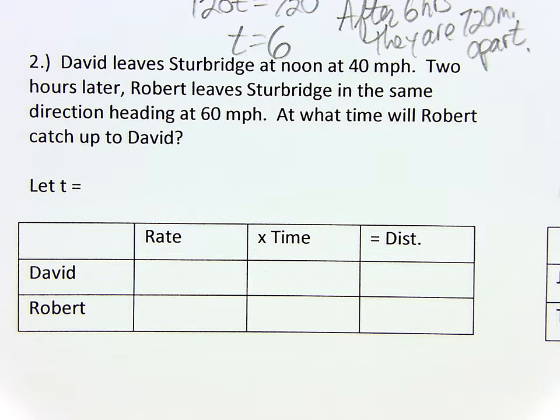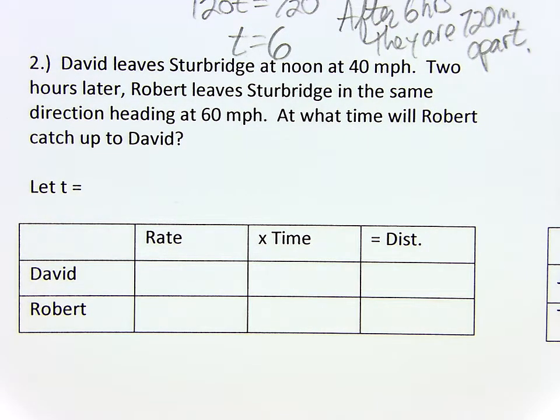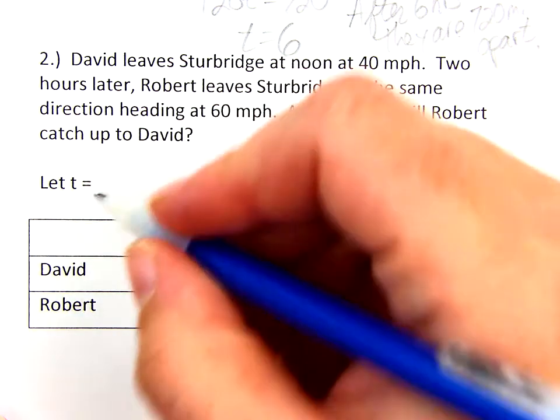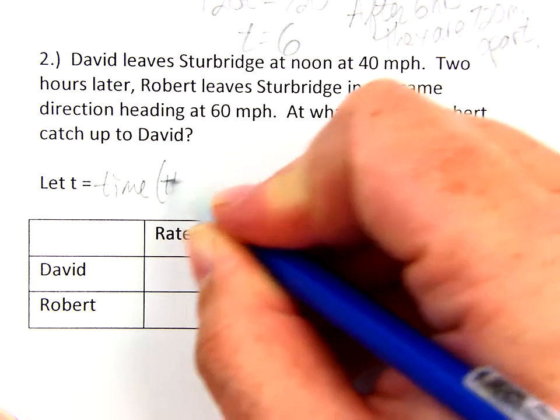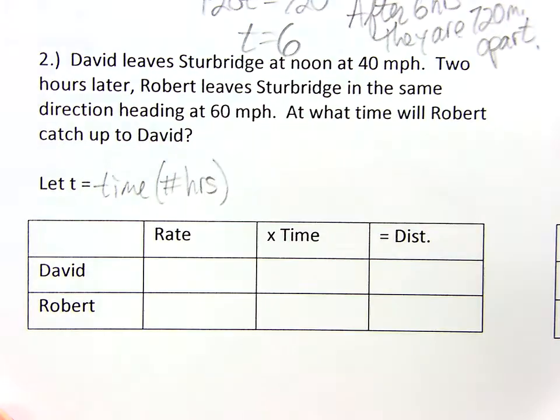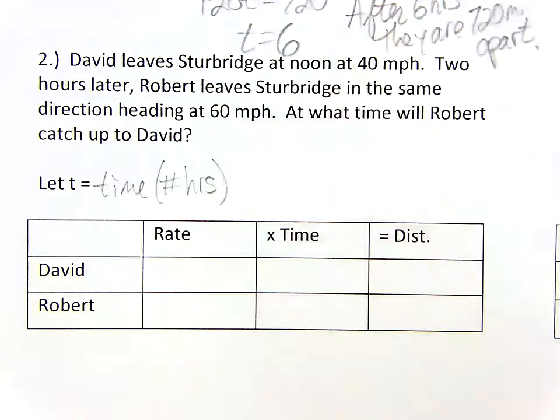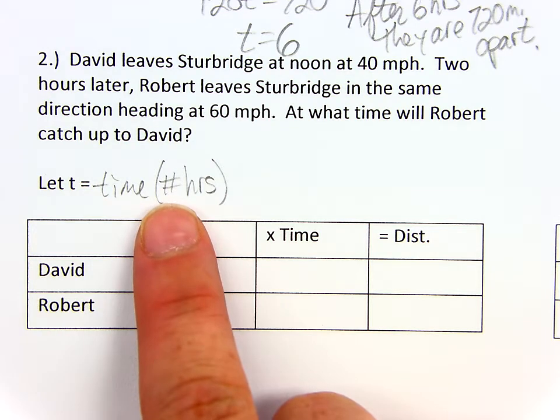Okay. The way I set up the chart is the exact same way. T is still going to represent the time. If you want to say number of hours to be more specific, that would be good too. Because this is not time of day. I know they said noon. I actually don't really care about that until the end. So this is hours, time in hours. It does not mean I'm going to put a 12 in for noon.